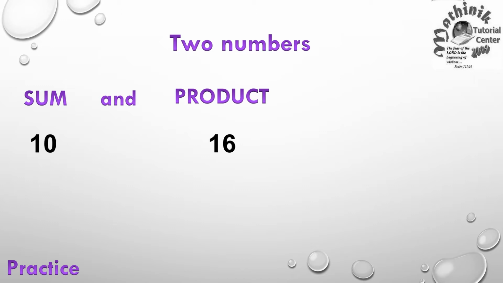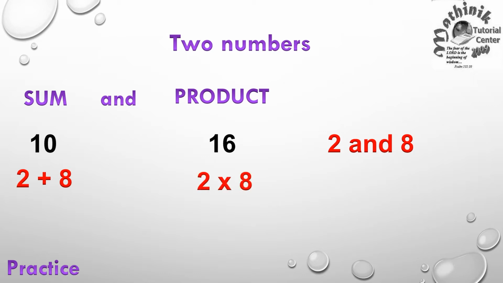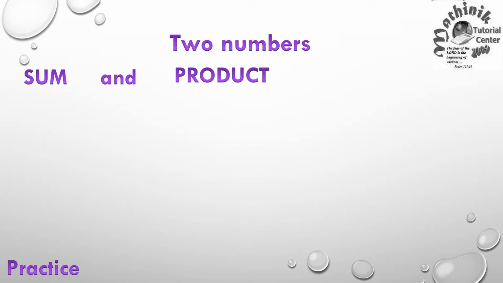So what are the two numbers? They are 2 and 8, because 2 plus 8 is 10 and 2 times 8 is 16. Or you may say 8 and 2. So no other pair of numbers would give 10 as their sum and 16 as their product, but 2 and 8. Okay, let us have some more practice. Given the sum and product, think of the two numbers.